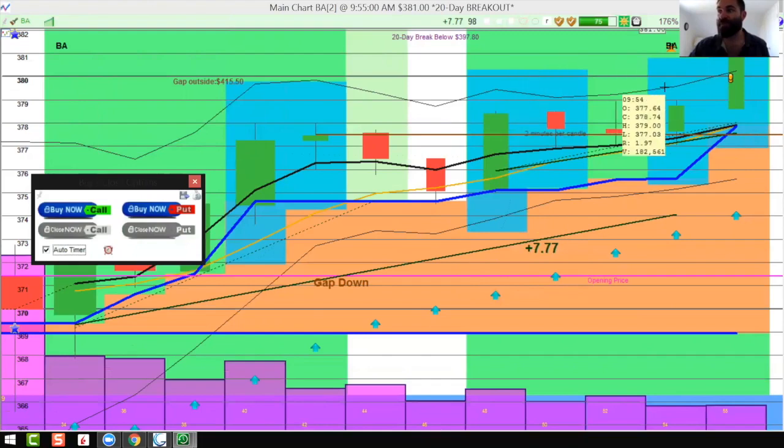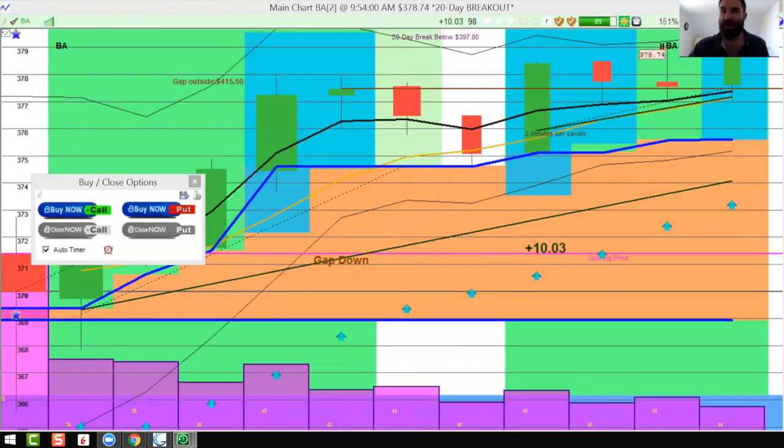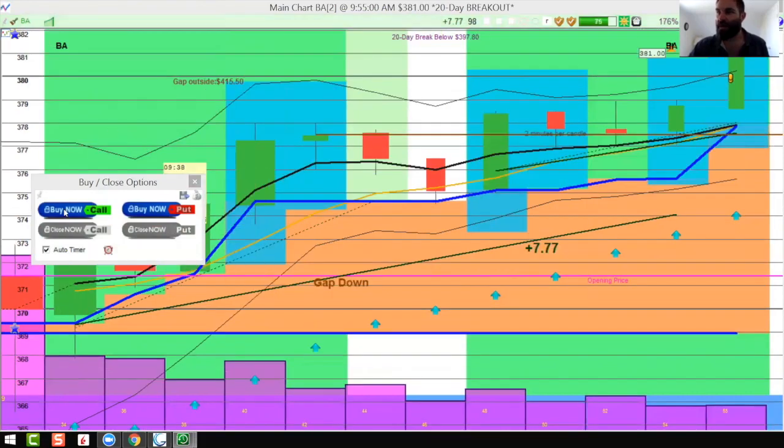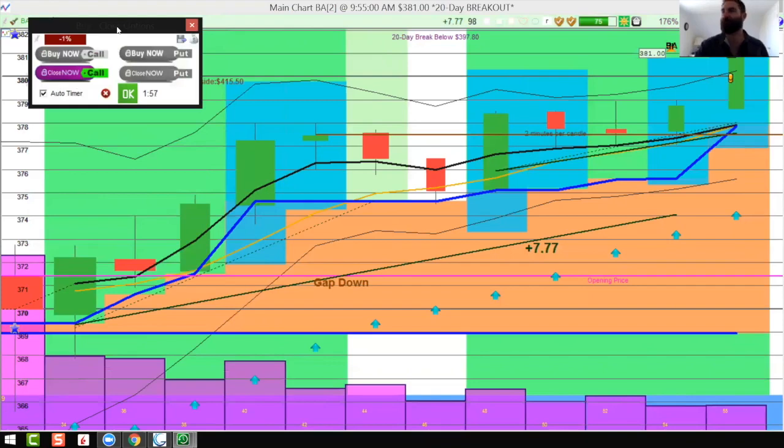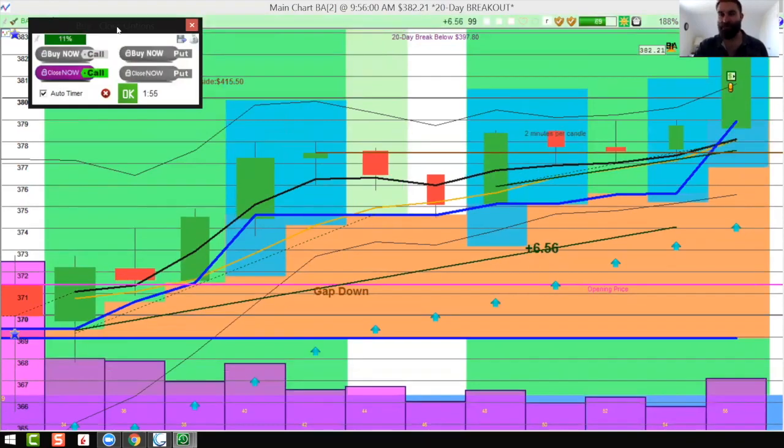There's not much resistance in our way, and the volume has been there throughout. It's showing green. We got a lot of good indicators to support this move. So let's get in there and buy a call. Within the first minute, you got 11% profit. That's a good start. Let's see where it goes.